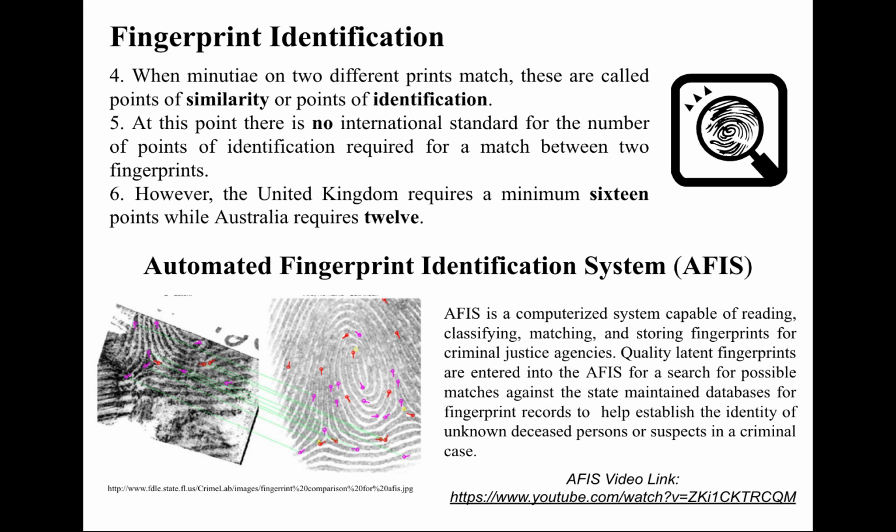AFIS stands for the Automated Fingerprint Identification System, and this is just a computerized system that will read, classify, match, and store fingerprints for different criminal justice agencies. So the quality of the fingerprints are entered into the system, and it'll search for possible matches against the state-maintained database for fingerprint records. And this can help identify an unknown person that might be the victim or the suspect in a criminal case.